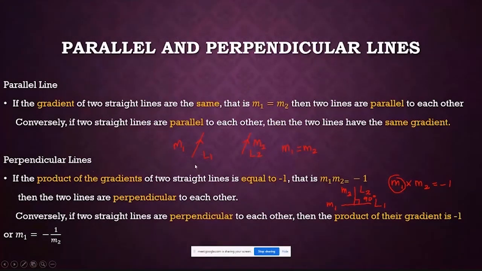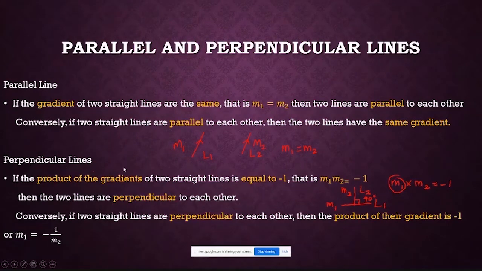So the first line, let's say this is line 1, and the second line is L2. When you calculate the gradient of the first line, the gradient is M1, then the second line, the gradient is labeled as M2. So M1 will be equal to M2. Let's say the gradient of the first line is 2. So the second line will have the same value. The gradient of the second line will be equal to 2.